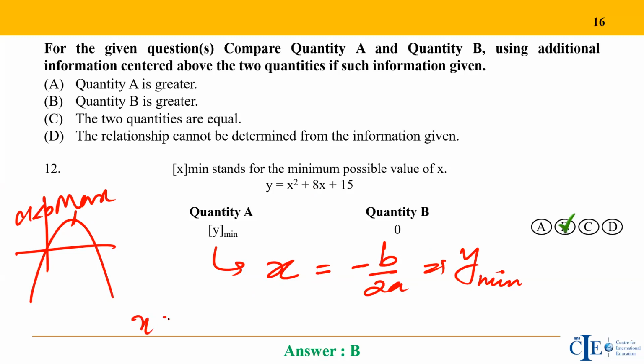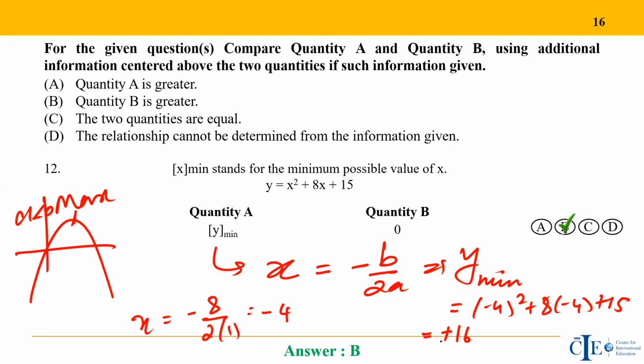Like here in this case, if I have to find what value will give me a minimum, minus b, so minus of b is 8, upon 2 of a. A is 1, which gives minus 4. So at x equals minus 4, y would be minimum. So what will be this minimum value of y? Substitute minus 4 square plus 8 into minus 4 plus 15. This is 16, minus 32, plus 15. So this is 31 minus 32, which is minus 1. So you can quickly find it by this.